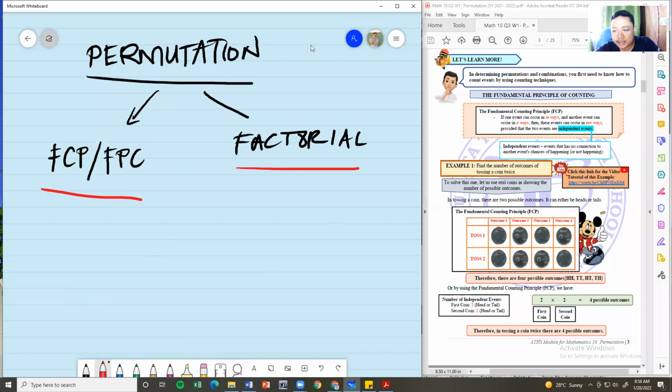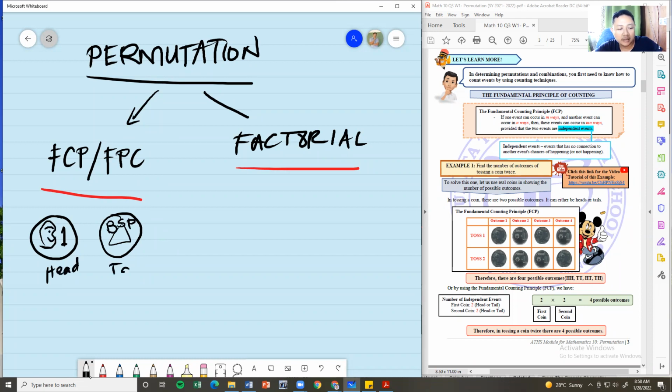Another example. In tossing a coin, there are two possible outcomes. You know what a coin is. When you flip a coin, there is the face of Jose Rizal on the 1 peso. And there's another face of the coin, the tail, wherein you will see the logo of the BSP. Okay, so this is the head, because it has a person with a face. This is called the head, and then this is the tail.